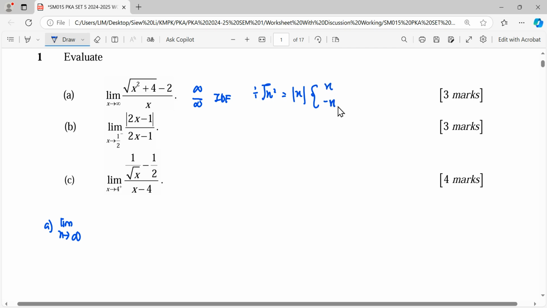One is positive, one is negative. So positive for x more than 0, negative for x less than 0. So when our x approaches positive infinity, under the surd, we will divide by x squared. Outside the surd, we will divide by the simplest form of this square root and square. So for x approaches positive infinity, we will divide by x.